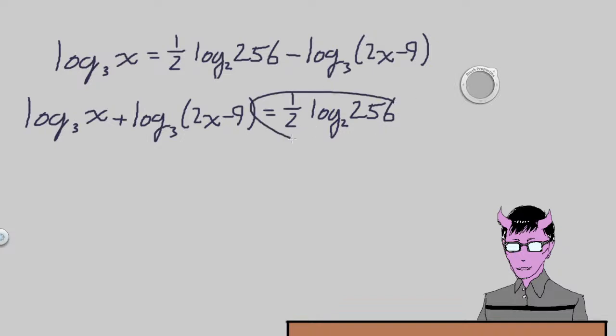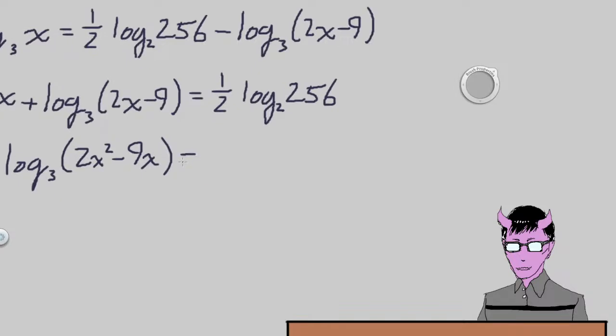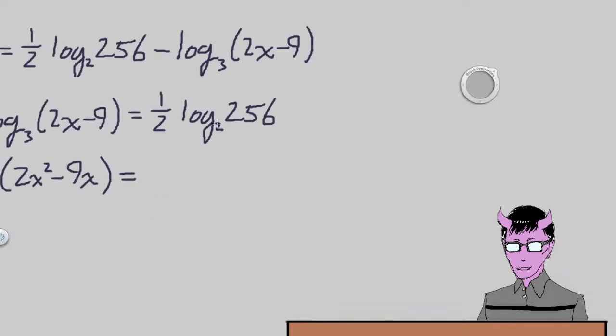That's what we get. This side can probably be cleaned up, but let us combine log base 3 with this log base 3 term by multiplying argument number 1 to argument number 2. So log base 3 of, distribute, 2x squared minus 9x. Close parentheses, equal to, and then this one, what is this nonsense happening right here?